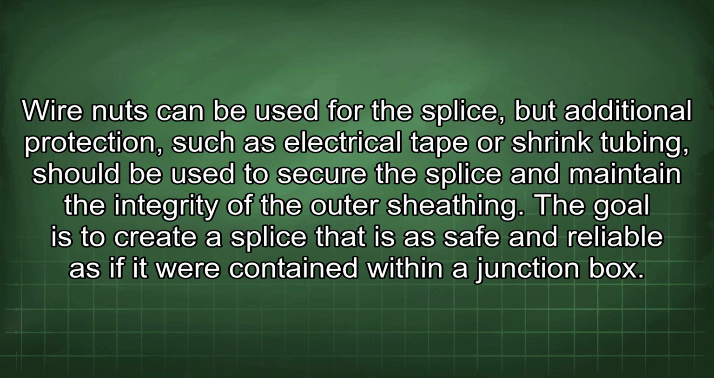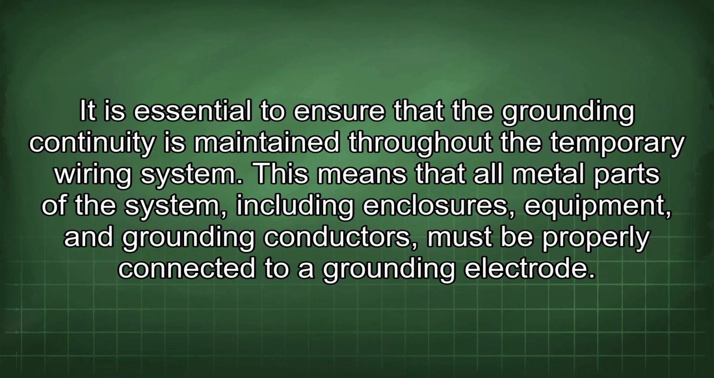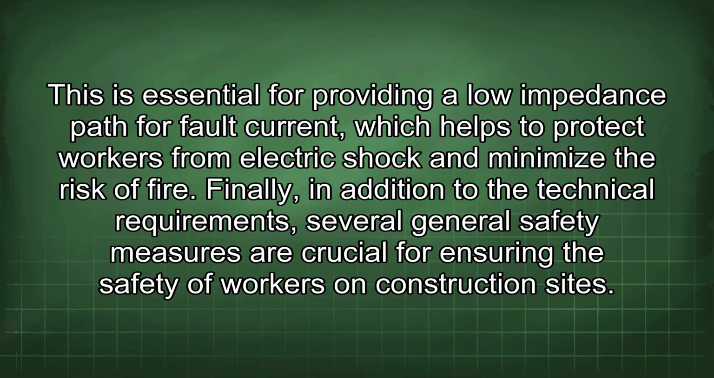The goal is to create a splice that is as safe and reliable as if it were contained within a junction box. It is essential to ensure that the grounding continuity is maintained throughout the temporary wiring system. This means that all metal parts of the system, including enclosures, equipment, and grounding conductors, must be properly connected to a grounding electrode. This is essential for providing a low impedance path for fault current, which helps to protect workers from electric shock and minimize the risk of fire.